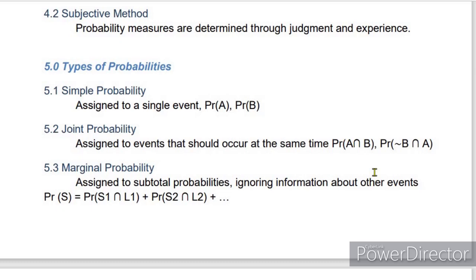5.3, marginal probability, assigned to subtotal probabilities, ignoring information about other events. Okay, so marginal refers to, or applied to, assigned to subtotal probabilities. So it is denoted as probability of random variable S is equal to the probability of random variable quantity S1 intersection L1 plus probability of random variable S2 intersection L2. Okay, so when they are inside a part that is at a subtotal of probabilities, we have to ignore the information about other events, meaning they are distinct in their own. So we will just add them.